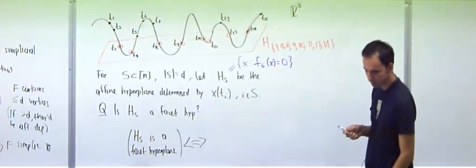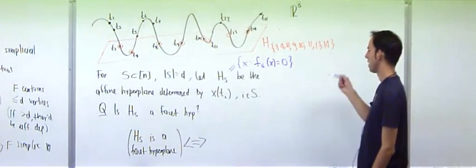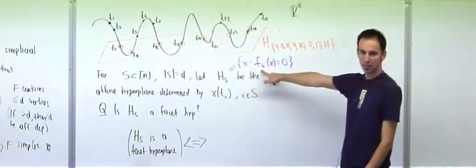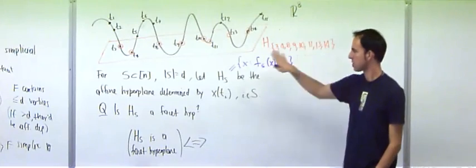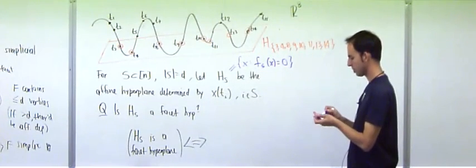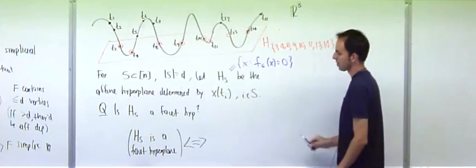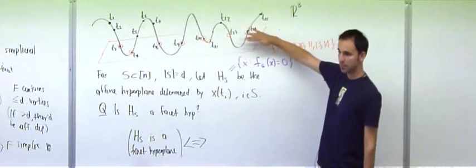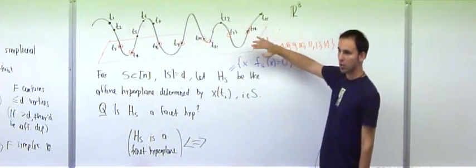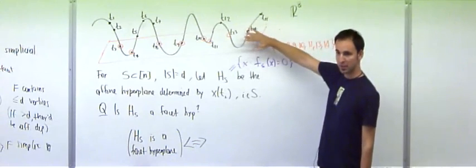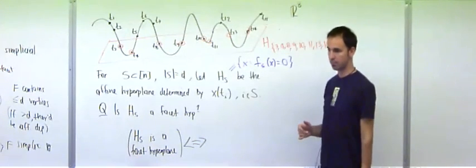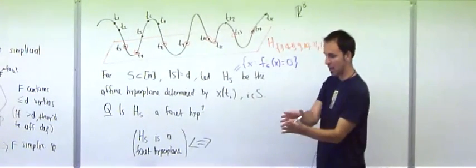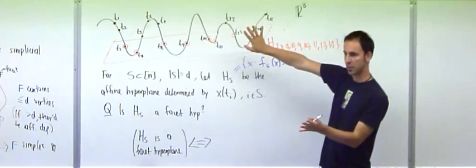Where F_S is some affine linear function, right? So this might be 2x plus 3y minus 4 equal to 0. That's the equation of this thing. Okay? So basically, this is going to be a facet hyperplane if and only if, like you kind of see in this picture, all the points that are not on the hyperplane are on the same side of the hyperplane. Right? That's what would make you a facet. If you form a plane and the whole polytope is on the same side of your plane.